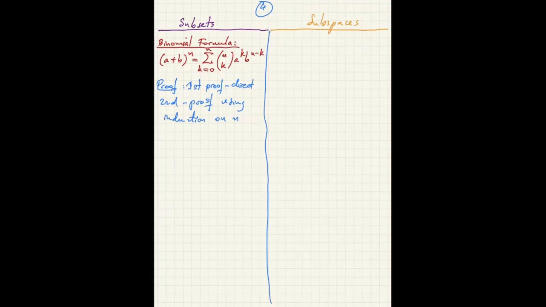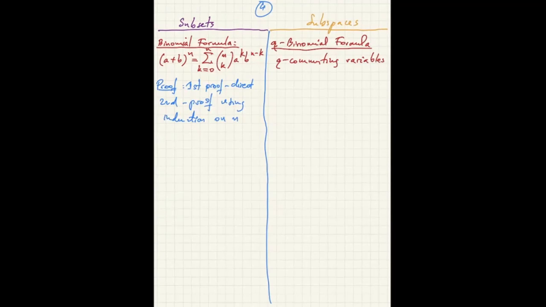Now what happens here with the q-binomial formula? There are several things here. First of all, you can have a situation where you have what are called q-commuting variables, and this can sometimes be like linear operators. So we can have two q-commuting variables, a and b, which means that b times a equals q times ab. Of course, if q equals 1, this is the usual product that we think of.